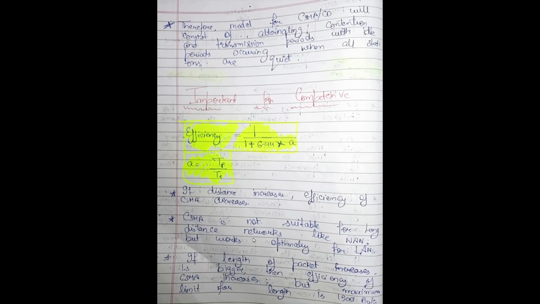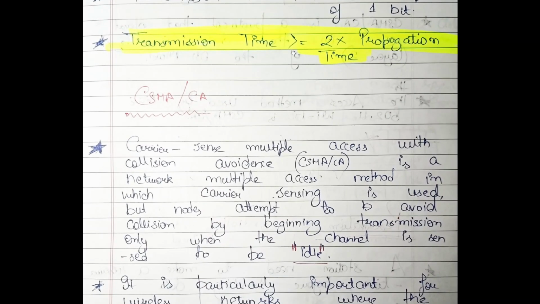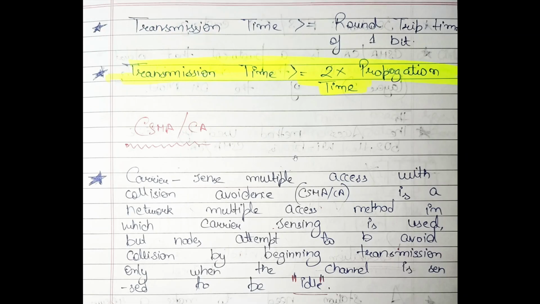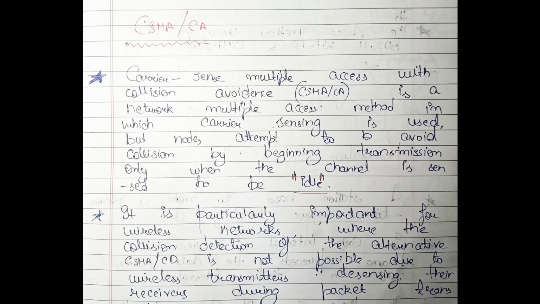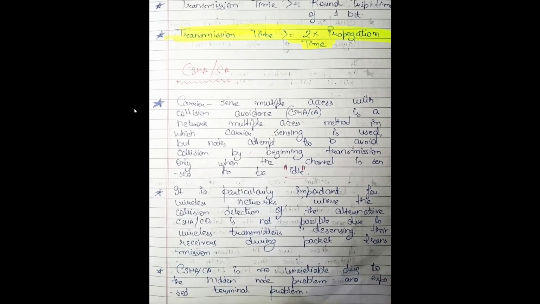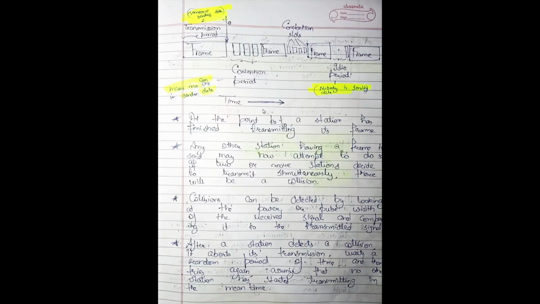Moving on to the next point, look at these two formulas. Transmission time is greater than or equal to the round trip time of 1 bit. So transmission time is greater than or equal to 2 times propagation time, because round trip time is 2 times propagation time. Now, earlier we recently read about CSMA CD.